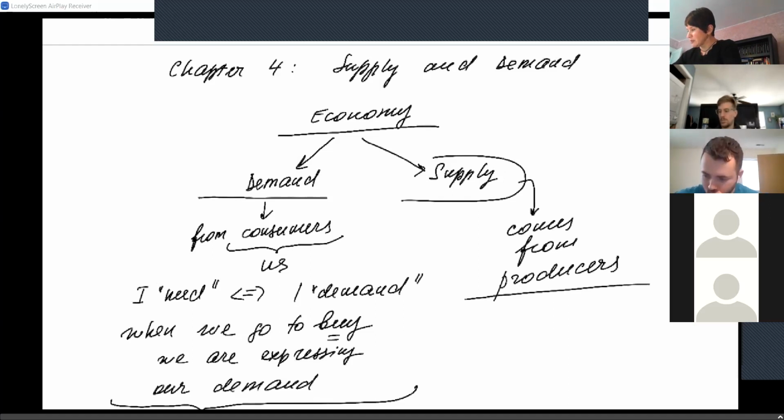Comes from producers. Who are these producers? Any business firm, any enterprise that makes goods for sale or offers services, anything. Okay, what do we have here? We have Dunkin' Donuts. They're selling donuts and ice cream and God knows what else, right? Jimmy John's sandwiches. We have pizza places, right?